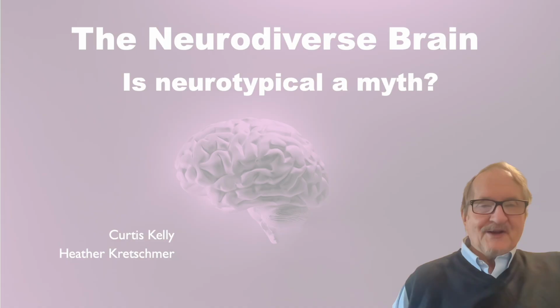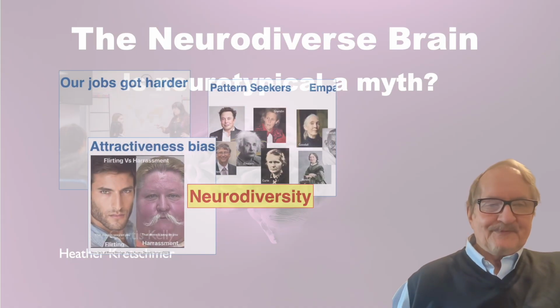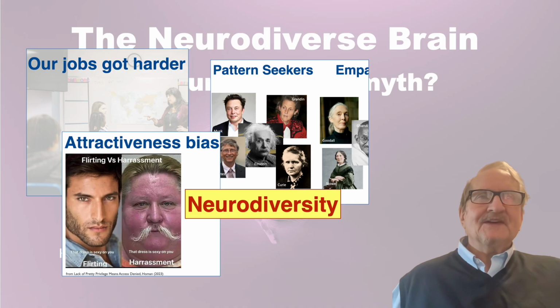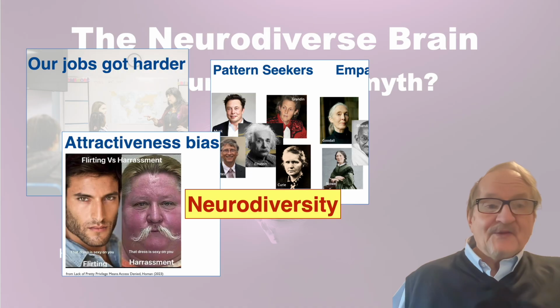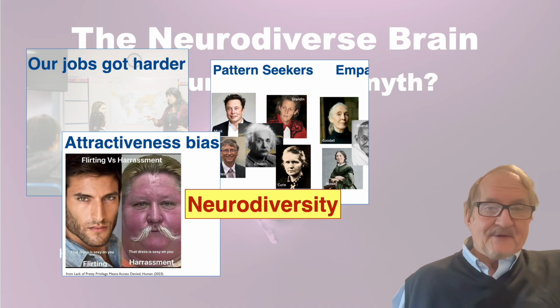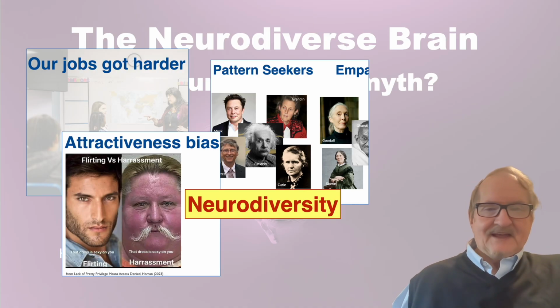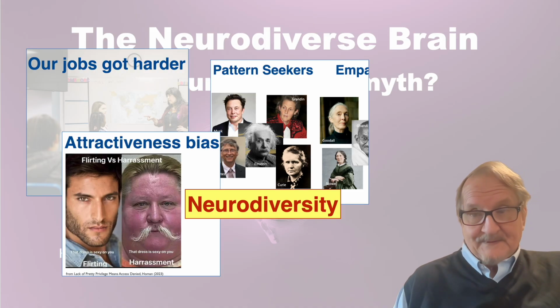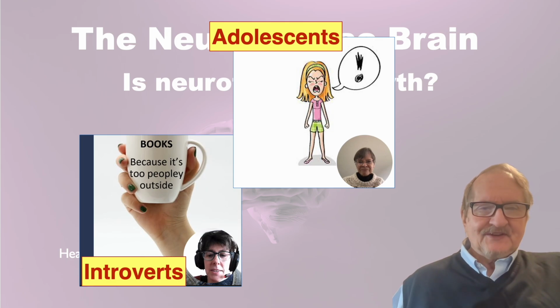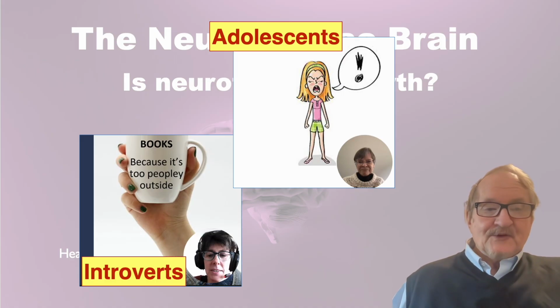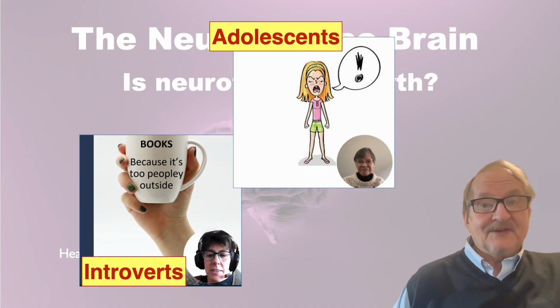Now, in the next module, the neurodiverse brain, some good stuff. Neurodiversity itself, but not the kind of diversity that you're used to, like disabilities, gender, race, politics. We're going to talk about other kinds of diversities of the brain that most people just don't know about, like pattern seekers and empaths. And how that's made our jobs a lot harder, but at the same time, we've gotten a lot better. Other topics are going to be on 2 different types of brains. Amanda Gillis-Fruitaka is going to talk about adolescence, and Heather Kretschmer is going to talk about introverts. Some interesting things there too.